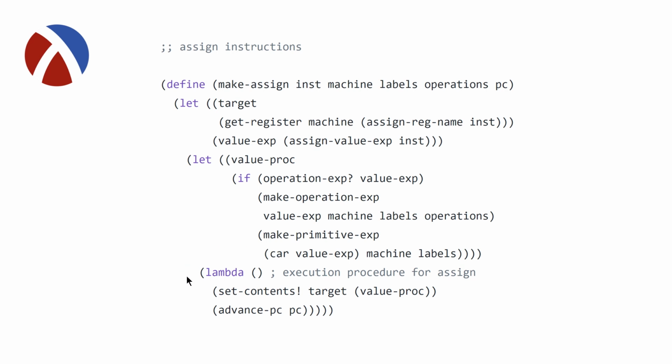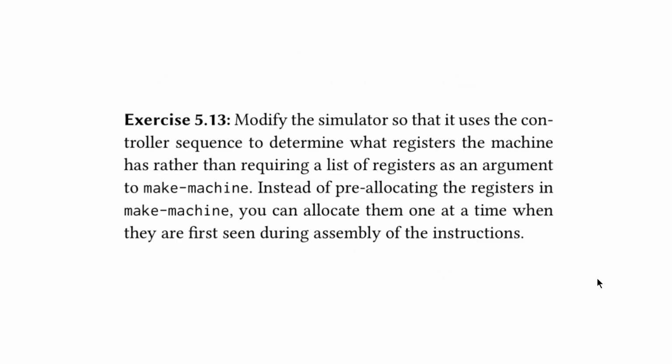And once we've done that, we're going to call set contents with the value proc that's been calculated from the previous let expression and the target, which is the target register. And then after we've done that, we need to advance the program counter. So pretty straightforward. With that, this takes us to exercise 5.13, which reads: modify the simulator so that it uses the controller sequence to determine what registers the machine has, rather than requiring a list of registers as an argument to make machine. Instead of pre-allocating the registers in make machine, you can allocate them one at a time when they are first seen during assembly of the instructions.